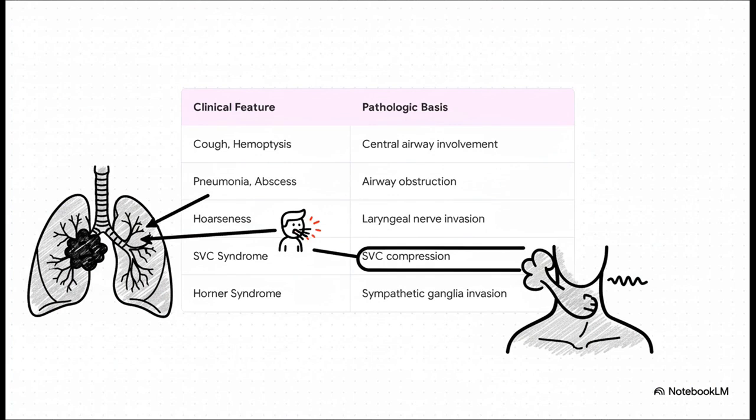It directly connects the symptom to its pathological reason. Why does the patient have a cough or blood in their sputum? Because the tumor is in the central airways. Hoarseness in their voice, the recurrent laryngeal nerve is being invaded. Superior vena cava syndrome, the tumor is pressing on the SVC. You see, each symptom tells a story about where the tumor is and what it's doing.